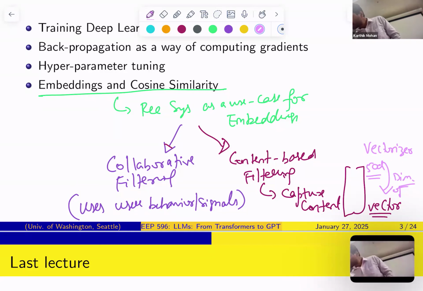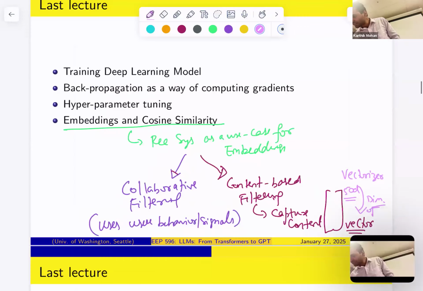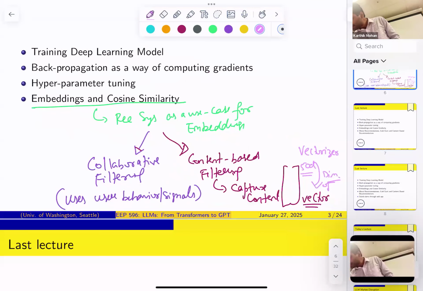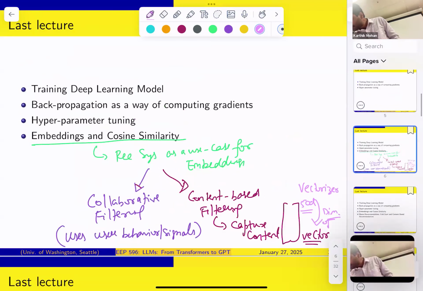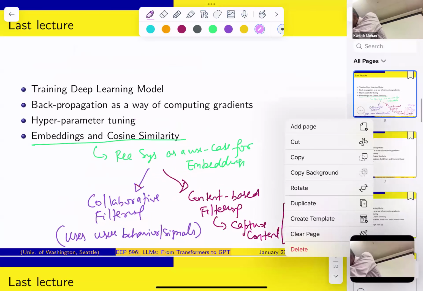Okay, so we said that. Okay, let's kind of put it together. Maybe I'll just create a new page.